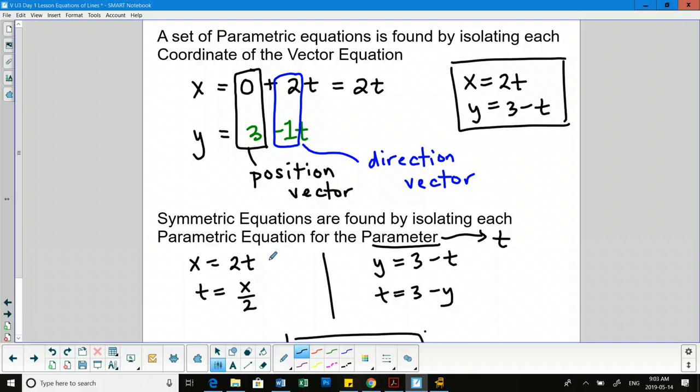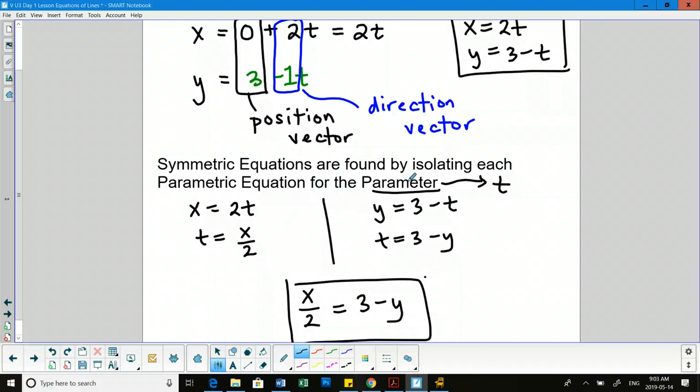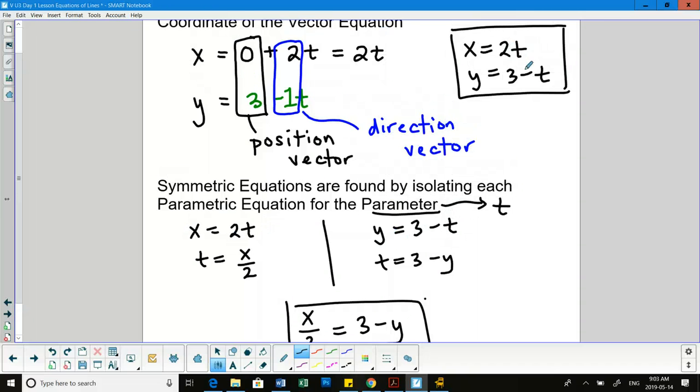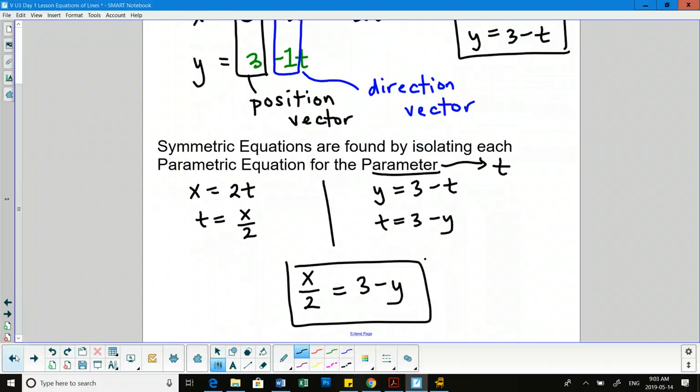So for the symmetric equations, what the deal is that for parametric, we actually isolate for the parameter, which is t. And then if I have t equals x over 2 and t equals 3 minus y, I set them equal to one another. So here in these 2 equations, I'm taking them from above, my symmetric equations, and I'm isolating for t and setting them both equal to one another. Okay?